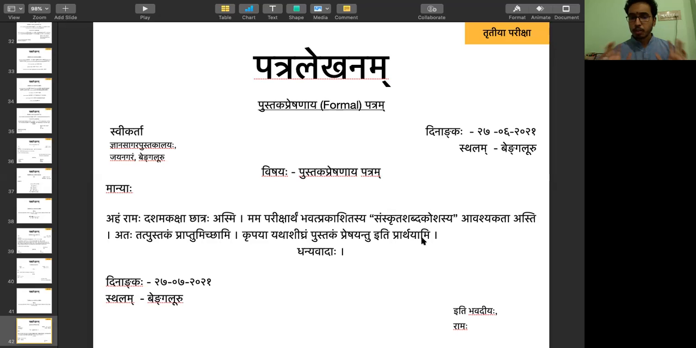Simple, that's it. Just four lines, you're done. First is you're introducing yourself. Second, giving the brief reason why you're writing this letter. So you have published a book, I want that book for my exam. Third is you're requesting. Since you have published that book, I want it. Kripaya yatha shigram pustakam preshayantu iti prarthayami. Dhanyavadaha iti bhavadiyah Ramaha dinanka sthala.